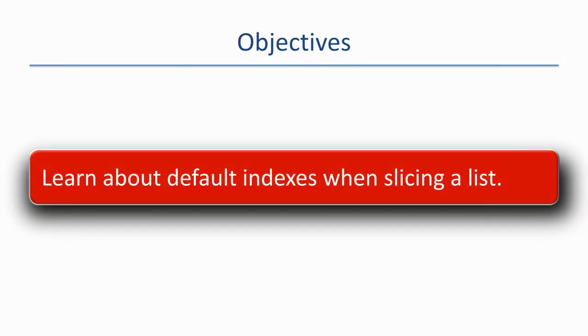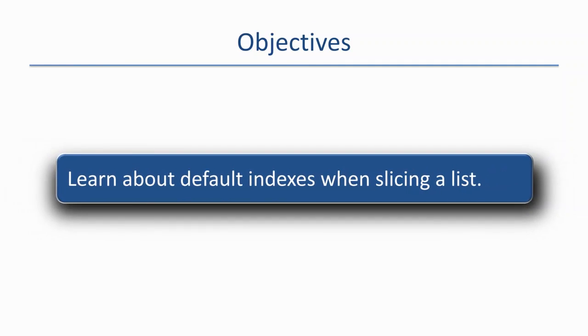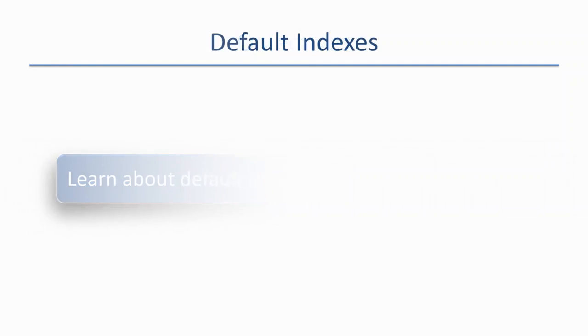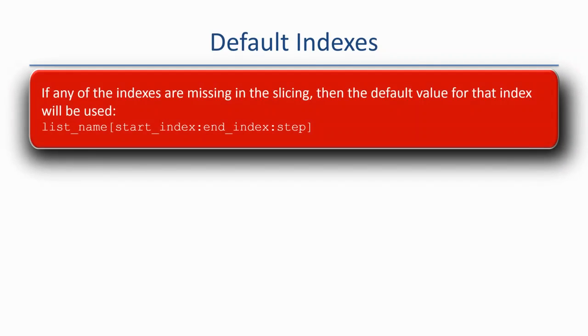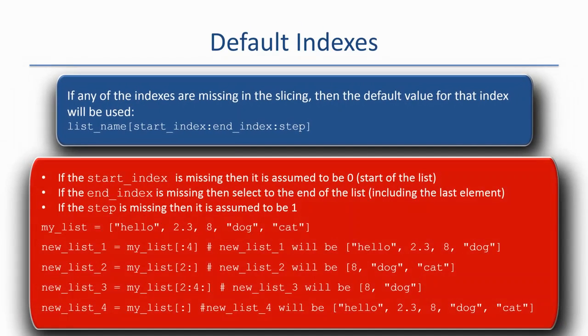The objective of this lesson is to learn about default indexes when slicing a list. You already know that to slice a list, you use a start index, end index, and a step value. The question is, what happens if one of these values is missing? In that case, Python automatically uses the default values. So what are the default values?